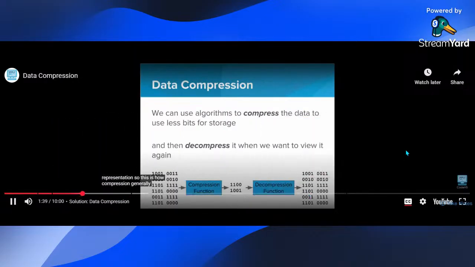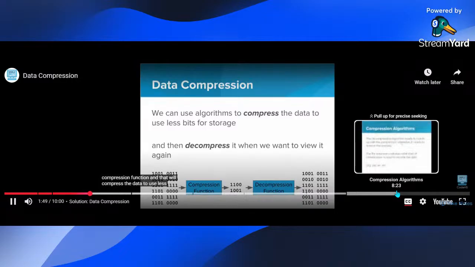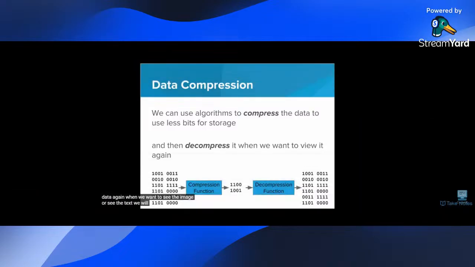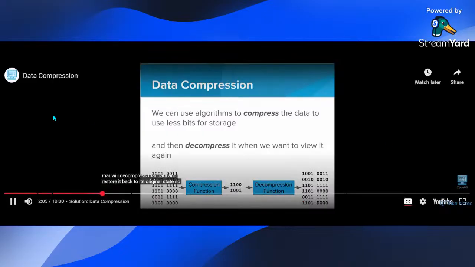So this is how compression generally works. When we want to store our data, we will pass our data into a compression algorithm, a compression function, and that will compress the data to use fewer bits for storage. Then, when we want to view that data again, when we want to see the image or see the text, we will pass that compressed data into a decompression algorithm, a decompression function, and that will decompress the data and restore it back to its original state.